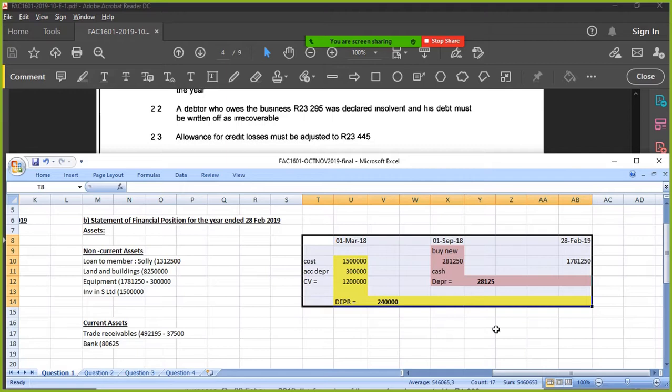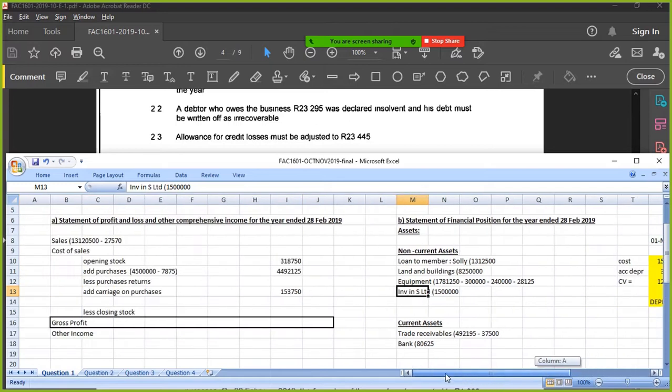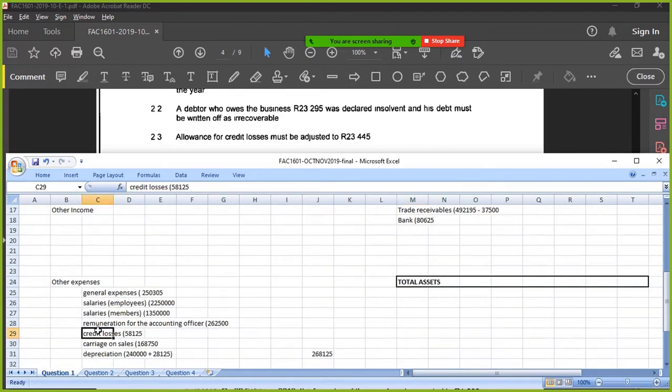Okay, a debtor owes the business that amount, declared insolvent. Okay, obviously I need to show this here as well. Minus 240,000 before I forget. 28125. All right, there we go. Okay, now we can move on. All right, so bad debts, credit losses, plus 23295, trade receivables, minus 23295.